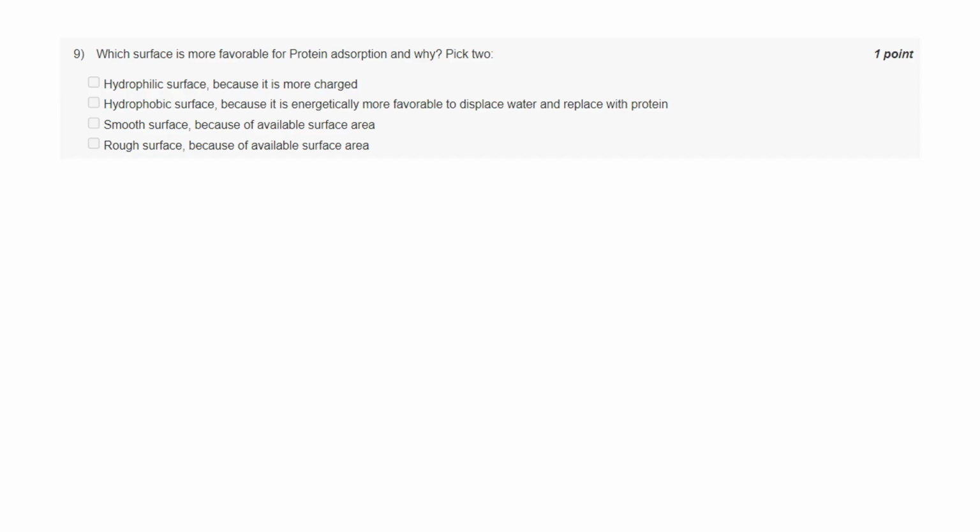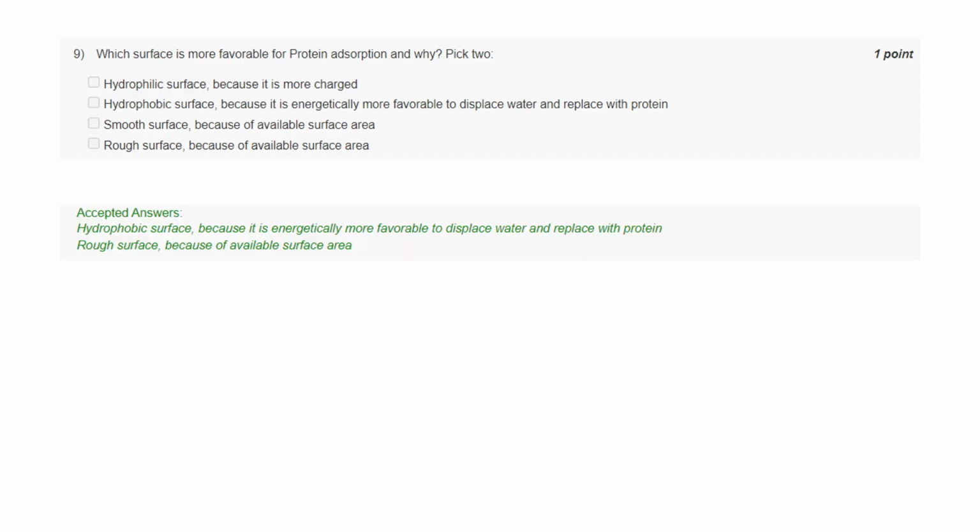No other response? Okay, let's see. So the correct answer is option 2, that is hydrophobic surface, because it is energetically more favorable, and option 4, that is rough surface. So whoever answered 2, option was correct. Whoever answered 1 and 4, fourth option was correct.